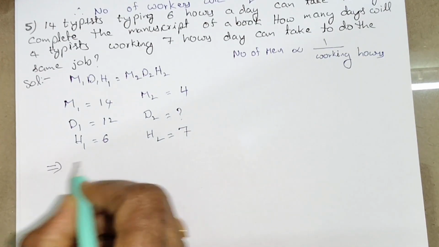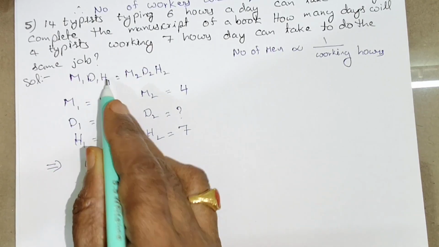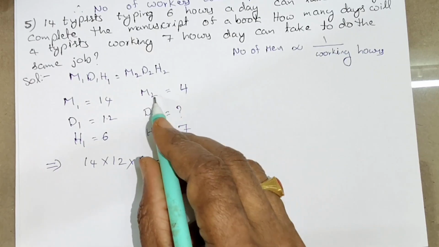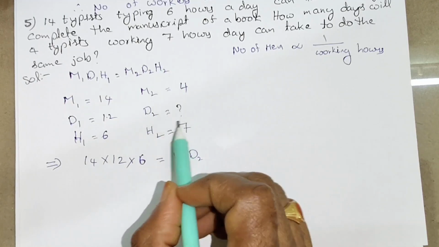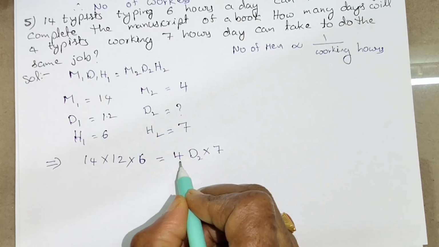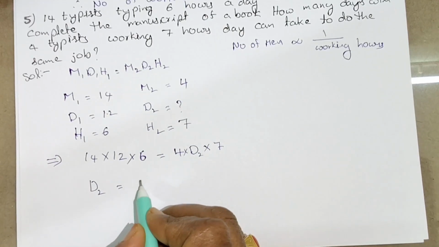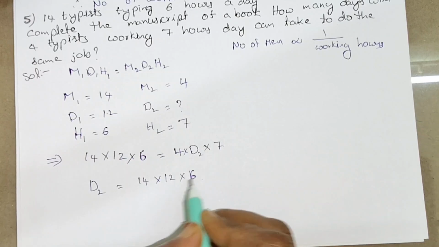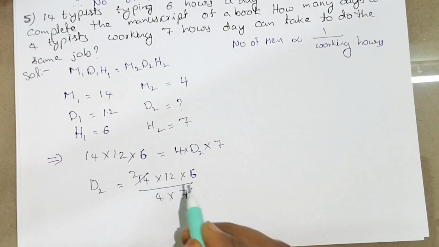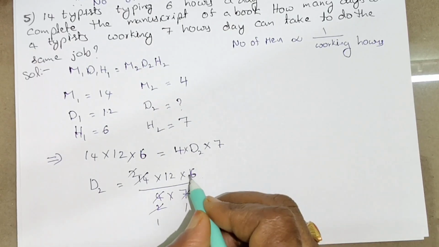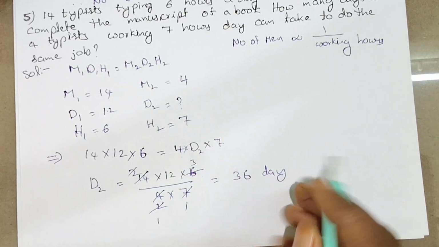Here M1 value is 14. 14 into D1 is equal to 12 into H1 equal to 6, equal to, we write M2 equal to 4 into D2, we write D2 as it is, and H2 equal to 7, so 4 into D2 into 7. So now D2 equal to 14 into 12 into 6 by 4 into 7. Here 7 1s are 7, 2s are 14. 2 ones are 2, twos are 2, ones are 2, threes are. Here 12 into 3, 36. Here 36 days are required.